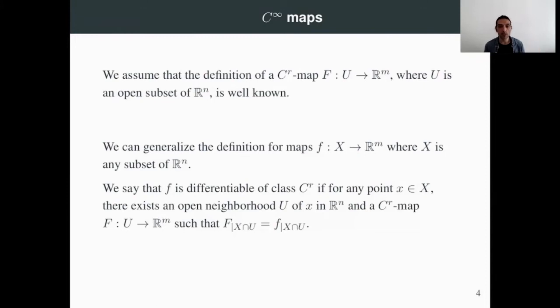That's what is written there. We need that for any point there exists an open neighborhood U of x in the ambient space and a C^r map, big F, from U, now being an open set of R^n, to R^m, such that these two F's, the big and the small ones, coincide in the intersection of the common domains of definition, or the common sets of definition. In other words, X intersection U.